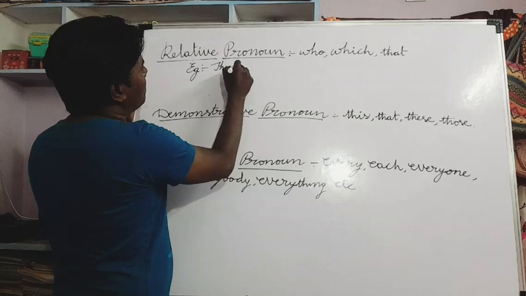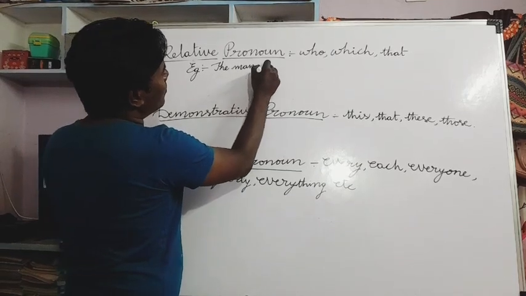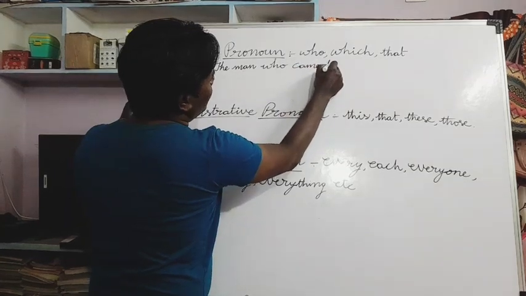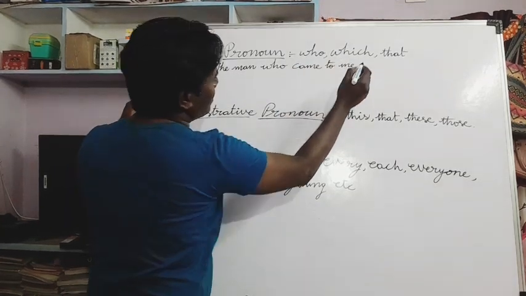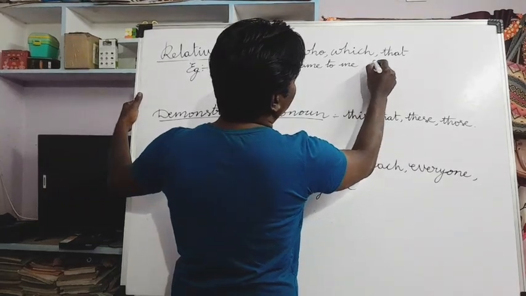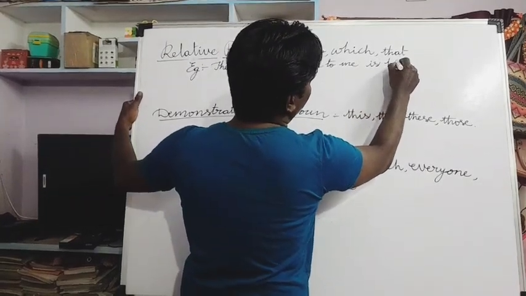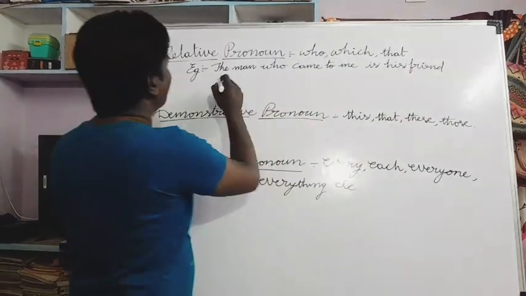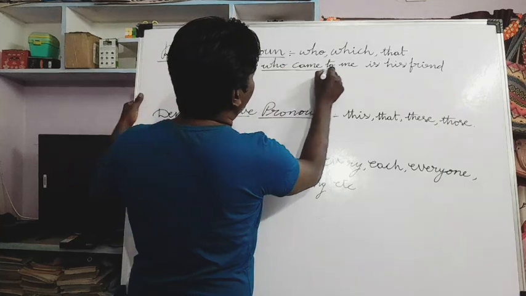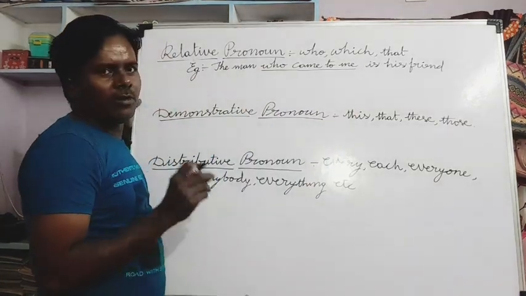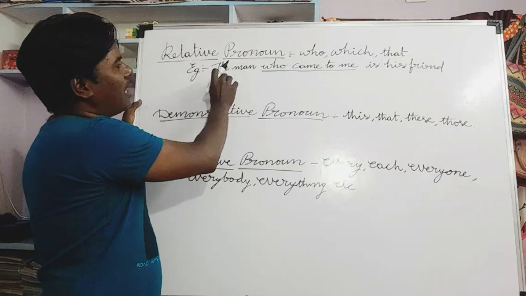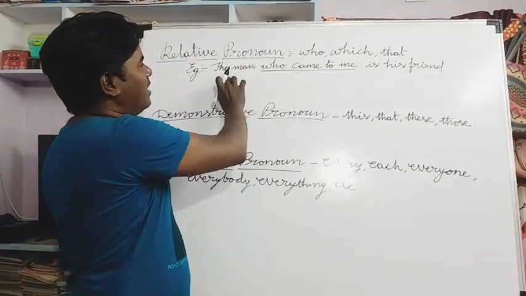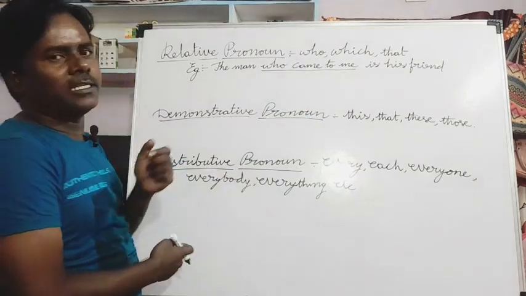For example: the man who came to me is his friend. So here, who came to me is a clause, and the man is his friend is another clause. This is the subordinate clause, and the man is his friend is the main clause.